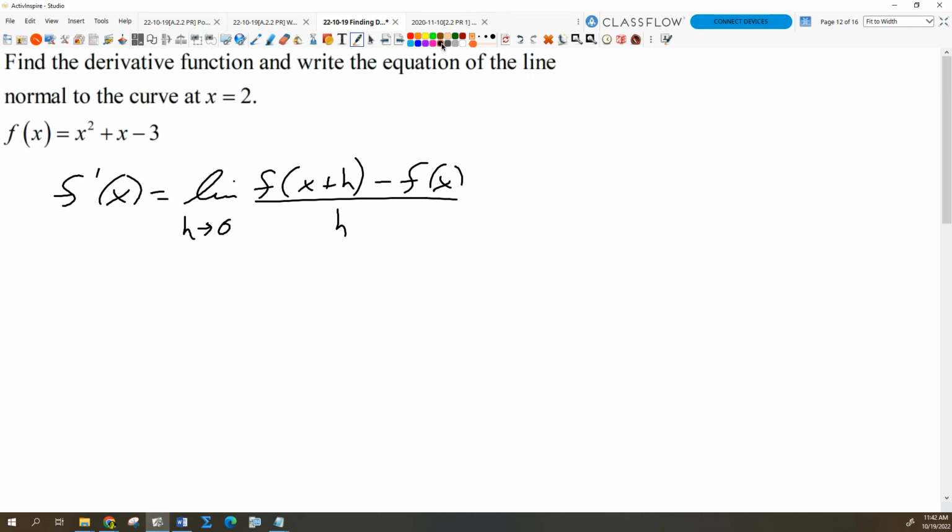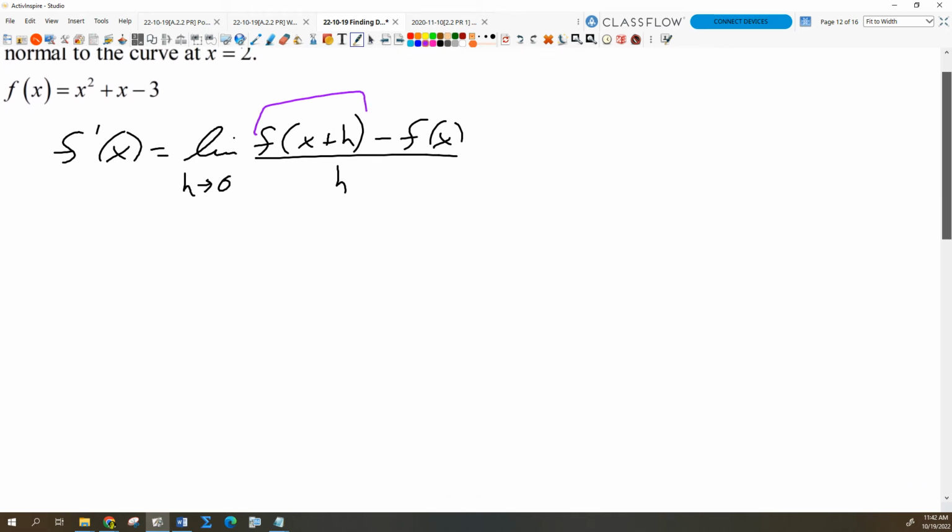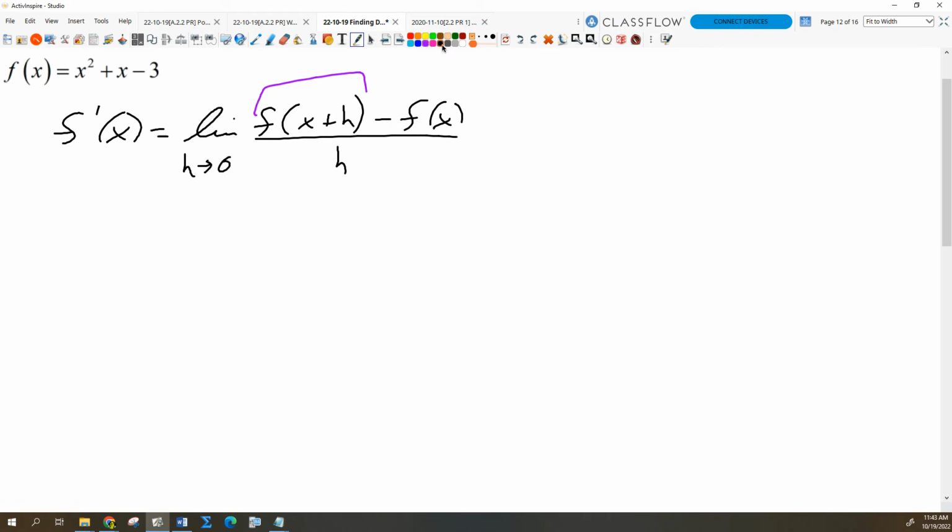Now let's get specific. What is our function? Instead of f of x, we can plug in, well, we know f of x is x squared plus x minus 3. So what is this expression right there going to become? I want to say f of x plus h. What would that look like? Say it again. x plus 2 squared plus x plus 2 minus 3.